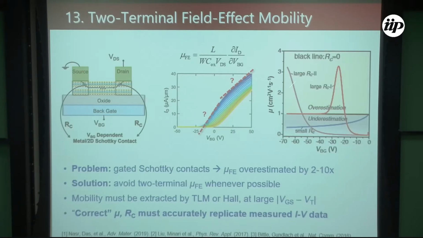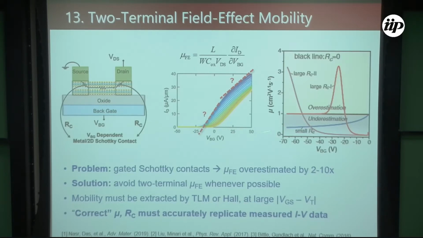This is also taken from one of the organic literature papers. I think this is just normalized to 1, so this number doesn't have units. So 1 would be the real mobility, and they showed that if you have really strong Schottky barriers at the contacts, you can overestimate the mobility by a factor of, they say 3 here, but there's another paper that says a factor of 10. So it depends on the contact resistance.